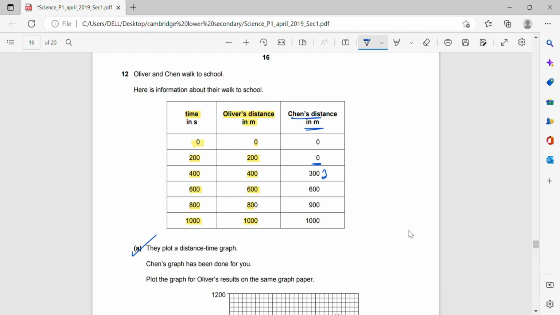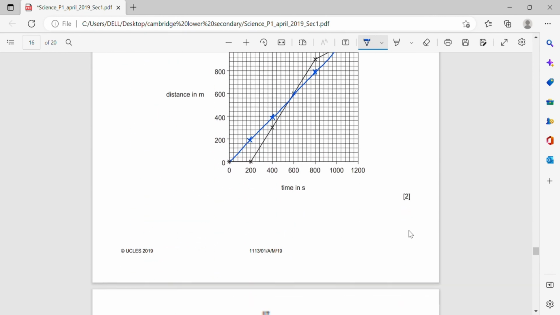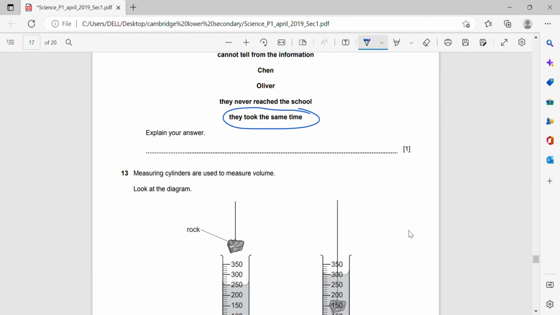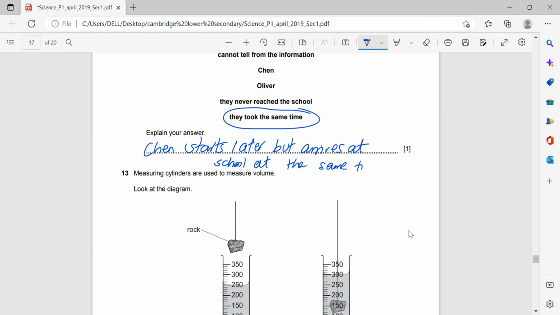So the answer is to say: Chen starts later but arrives at school at the same time. Okay?